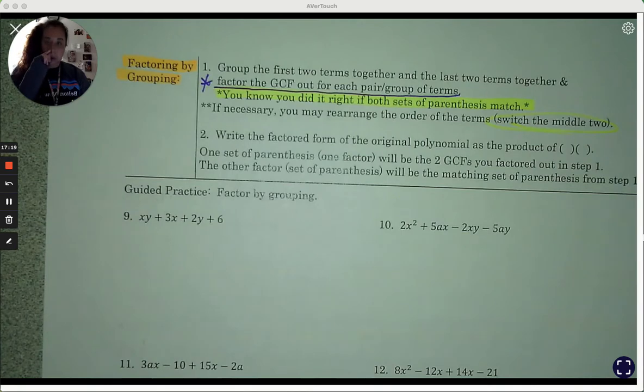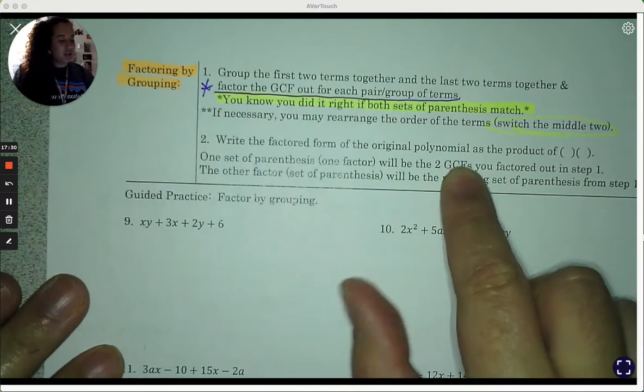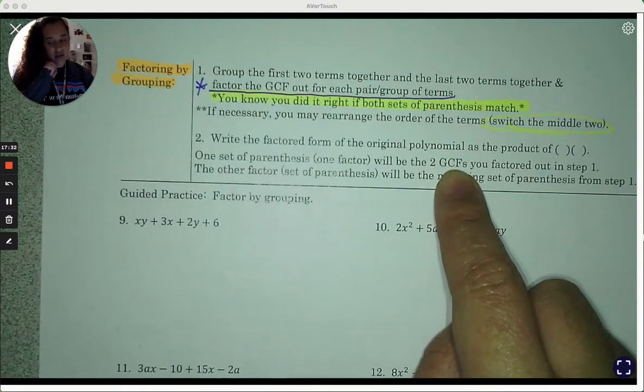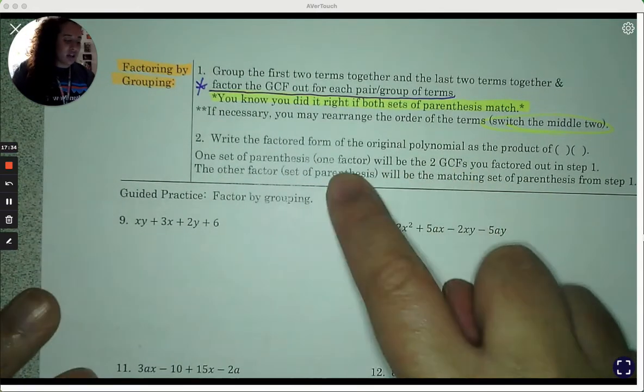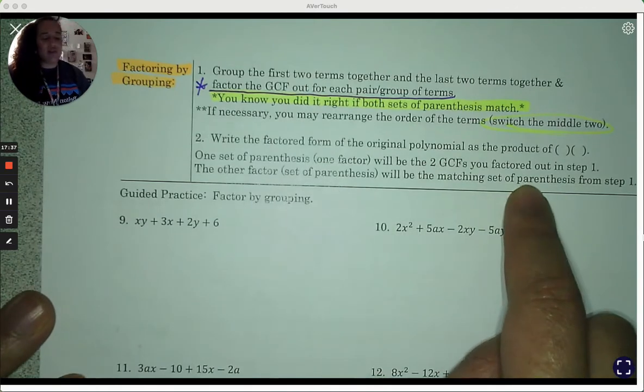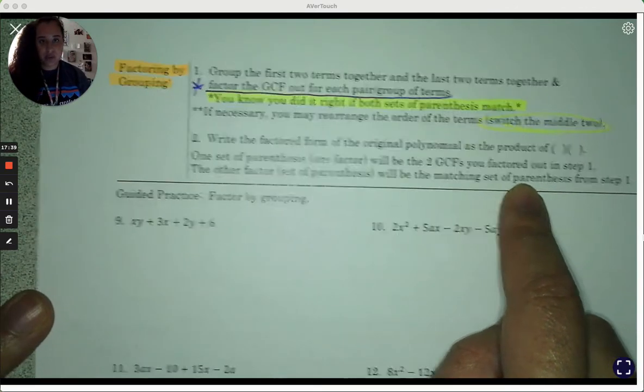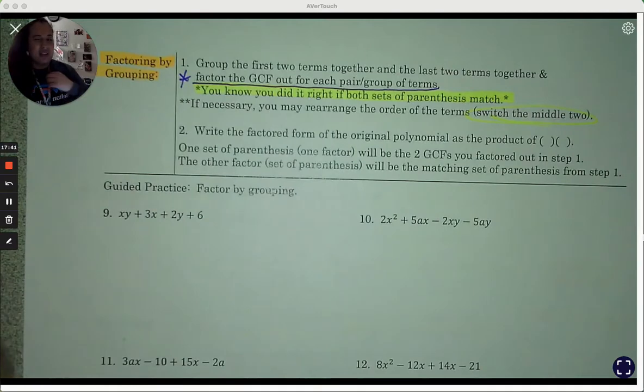Okay, so step number 2, write the factored form of the original polynomial as a product of boom and boom. Okay, so one set of parentheses will be the 2 greatest common factors that we factored out, and the other factor will be the matching set of parentheses. Okay, so let's just jump right in because it's kind of hard to explain that.